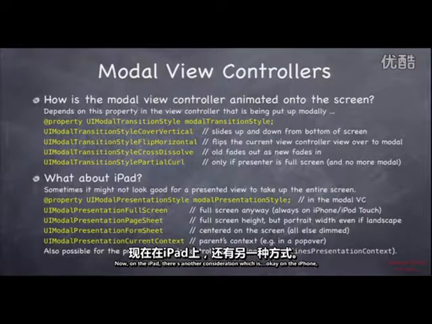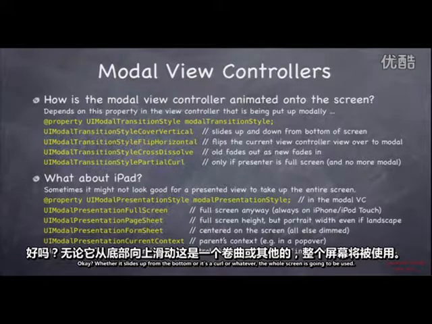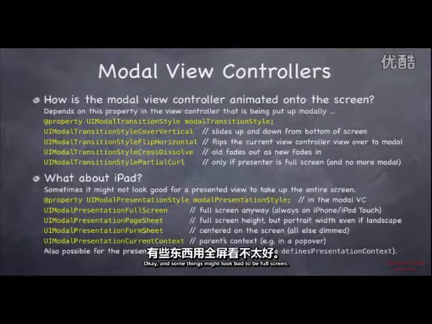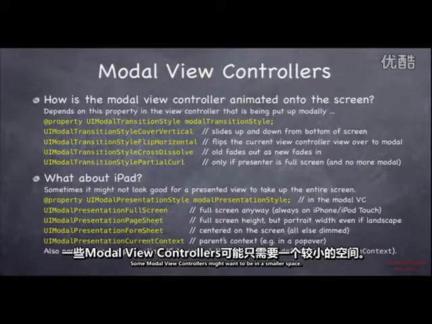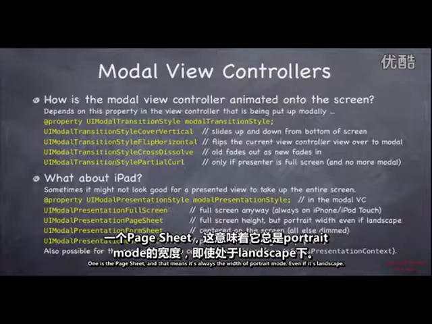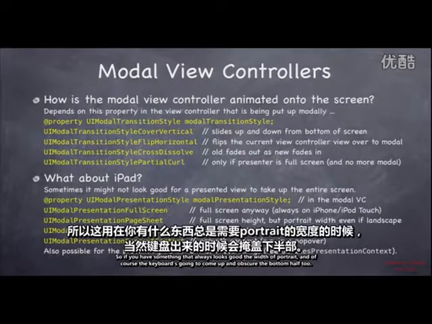Now on the iPad, there's another consideration. On the iPhone, the modal view controller always covers the entire screen. Whether it slides up from the bottom or it's a curl or whatever, the whole screen is going to be used. But on the iPad, that's not necessary, and some things might look bad full screen. Some modal view controllers might want to be in a smaller space. And so there's two smaller spaces. One is the page sheet, and that means it's always the width of portrait mode, even if it's landscape. And so there'll just be kind of grayed out space on either side. So if you have something that always looks good at the width of portrait, and of course the keyboard's going to come up and obscure the bottom half too, that's that one.